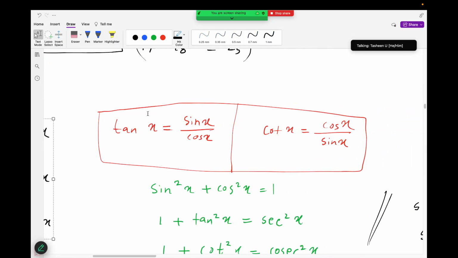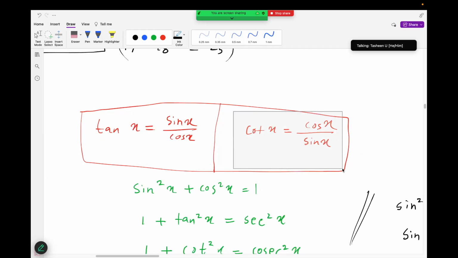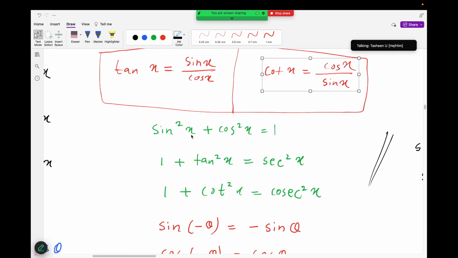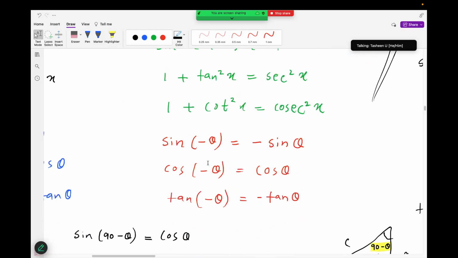Then we have tan x equals sin x by cos x, cot x equals cos x by sin x. Then we have sin squared x plus cos squared x equals 1. 1 plus tan squared x equals sec squared x. Then we have 1 plus cot squared x equals cosec squared x. And then you have these three identities.